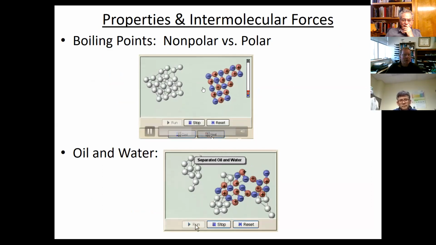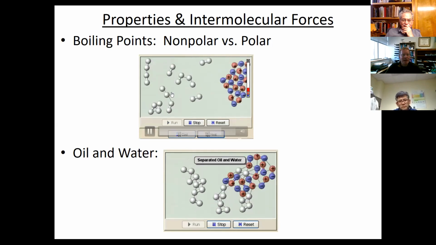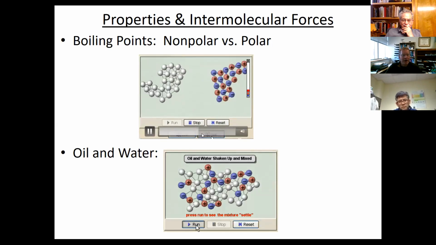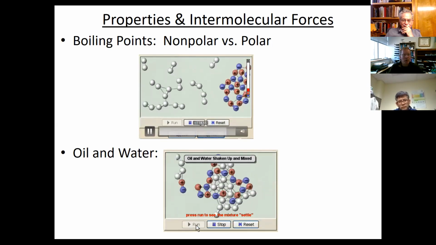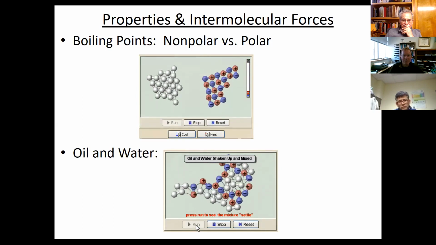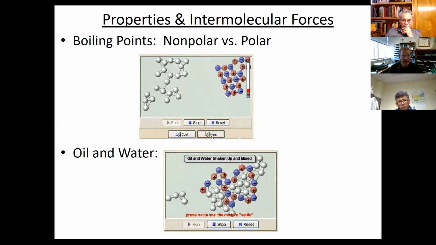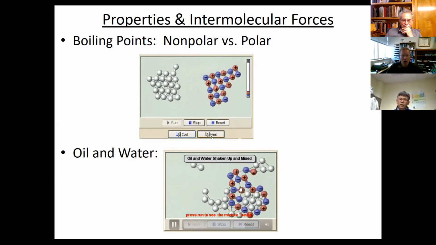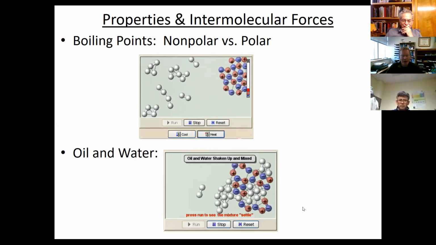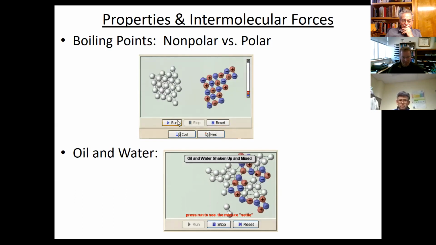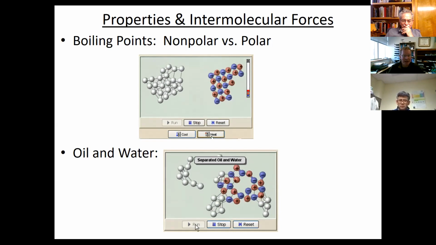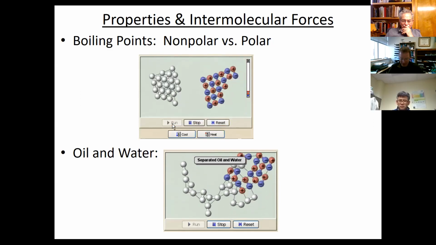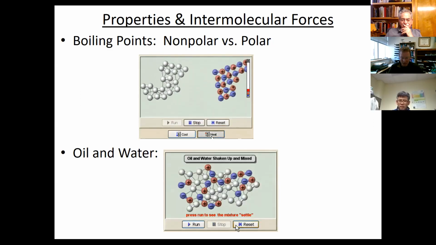What we see here on the top, we're talking about boiling points, and we have something nonpolar on the left, the white one, and the polar things on the right. And they're able to add heat, and they can see, well, the nonpolar thing breaks apart more readily than the polar thing. So the polar thing is likely to have a higher boiling point. We can talk about miscibility here, the oil and water. So you let this run long enough, the nonpolar things represented by the white spheres will tend to aggregate together, and the polar things will aggregate together and the two will separate. So again, the interactivity makes it more interesting to them.